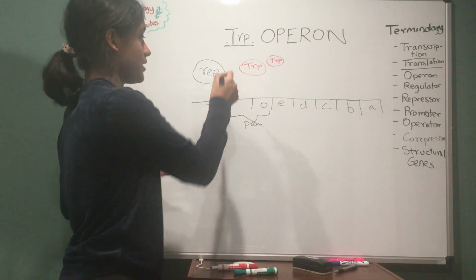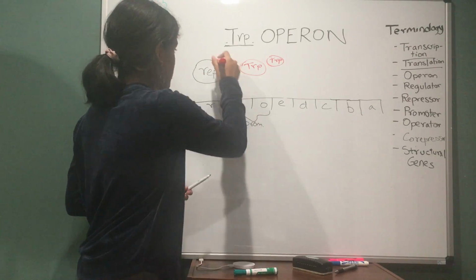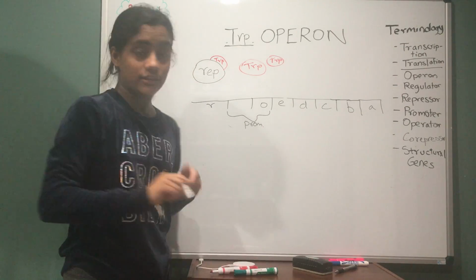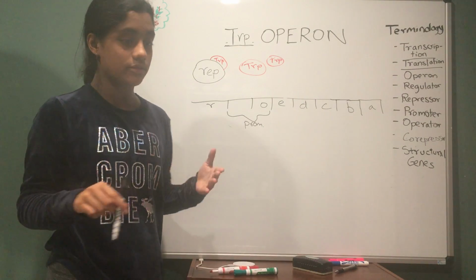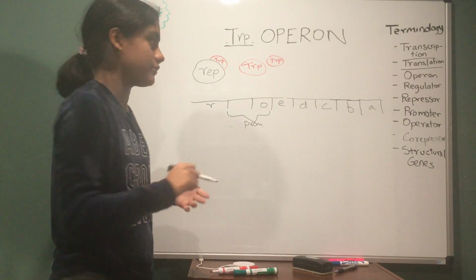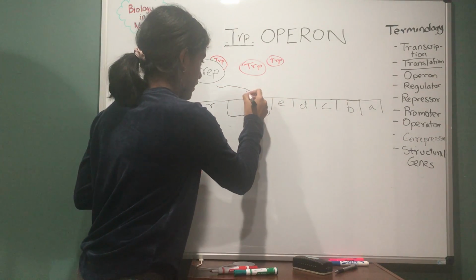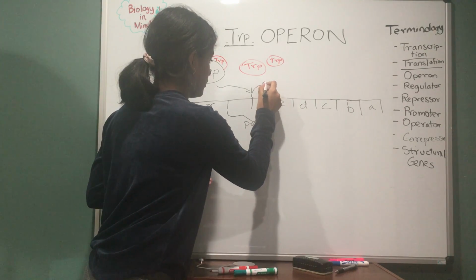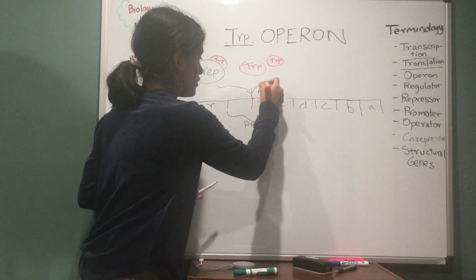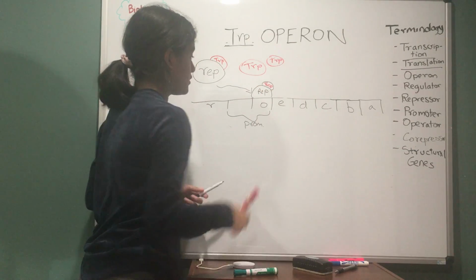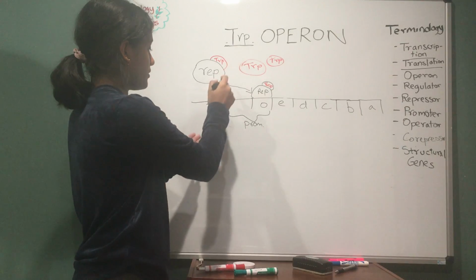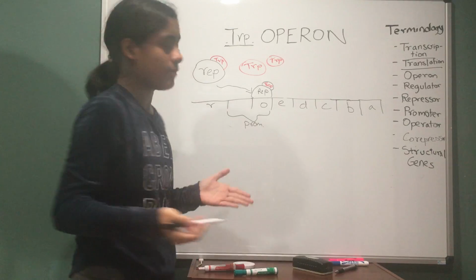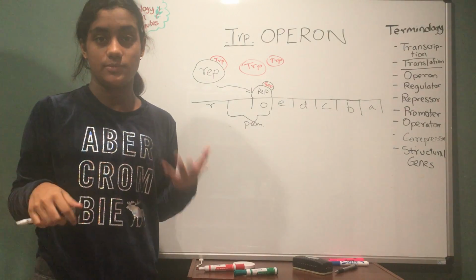What it does is that it binds to this repressor, and that actually activates the repressor. It makes the originally inactive repressor active. And what happens after that is that the repressor actually goes and is able to bind to the operator. So as you can see, there's tryptophan available, so the tryptophan can bind to the repressor. And because of that, transcription of these genes will be stopped because there is already a sufficient amount of tryptophan.